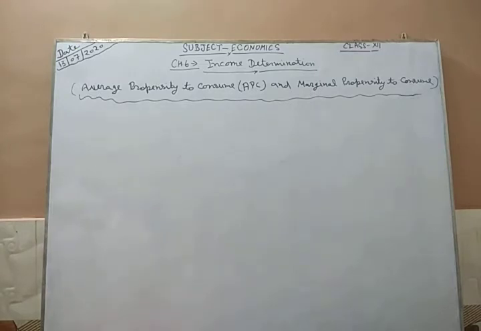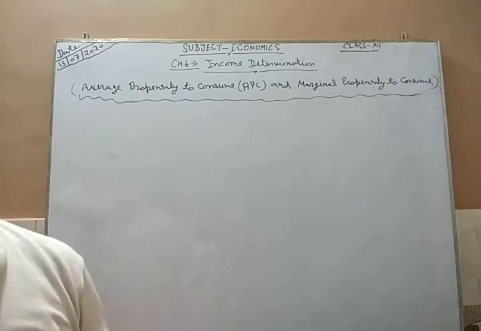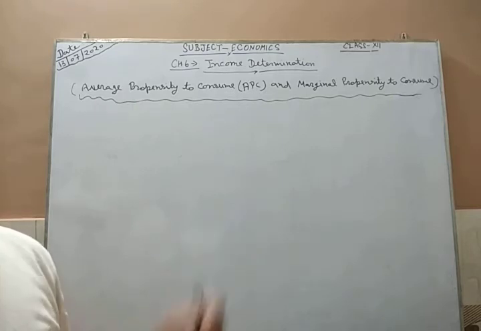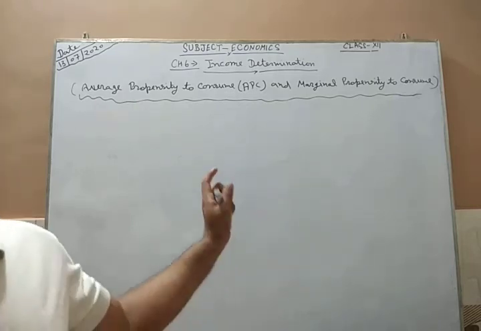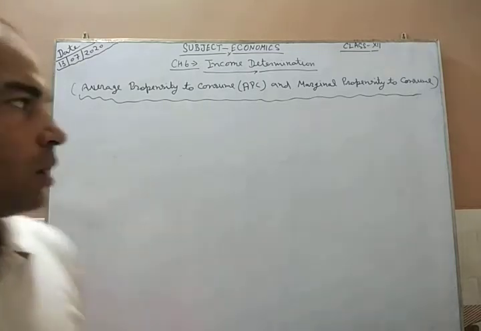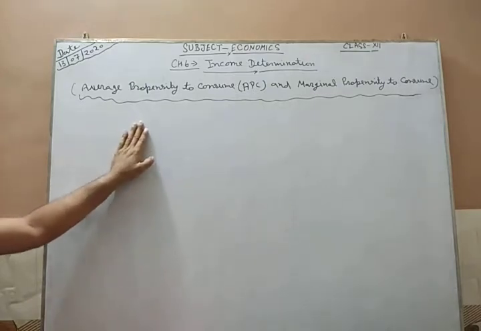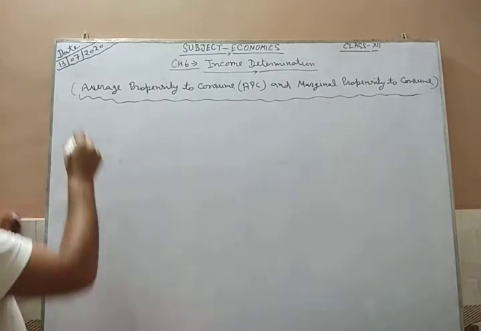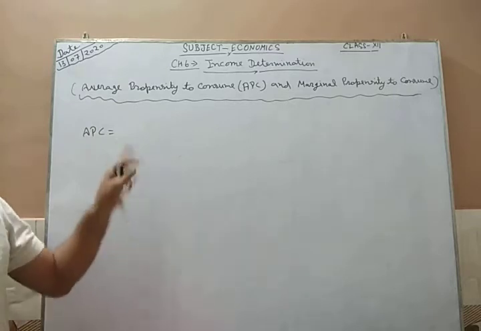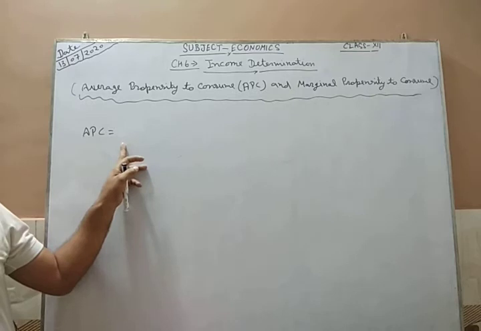Students, average propensity to consume, APC, is defined as the ratio of total consumption to total income. That means if you divide consumption by income, it will become APC. So APC, that is average propensity to consume, what will it be? It is the ratio of total consumption and total income.